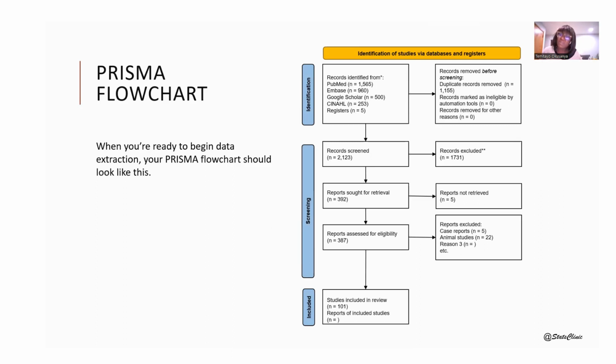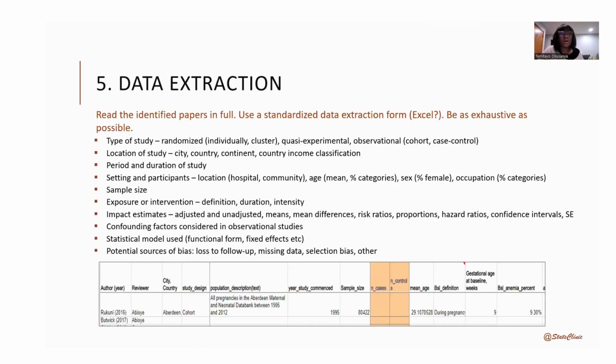Even if the paper kind of met it, what were the reasons? It was a case report, it was an animal study, it was a cross-sectional study, we note these things down. Accountability matters a lot. At the end of the day, this flowchart should be able to, without you being there, explain the process of selecting your papers and the total papers you ended up working with. Now, we're done with that.